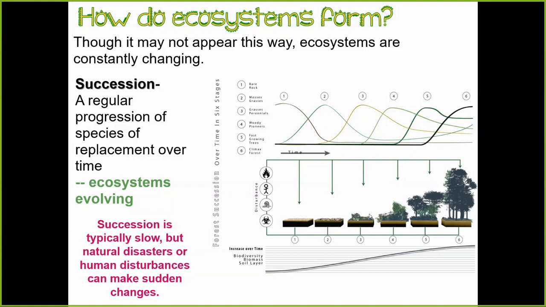So succession, like I said, it's slow. Usually, and again, if you look at the two diagrams, we have phase one, which would be like bare rock. That would be where our primary succession is going to start. Natural disasters can set us back to bare rock, however. Human disturbances can do this.